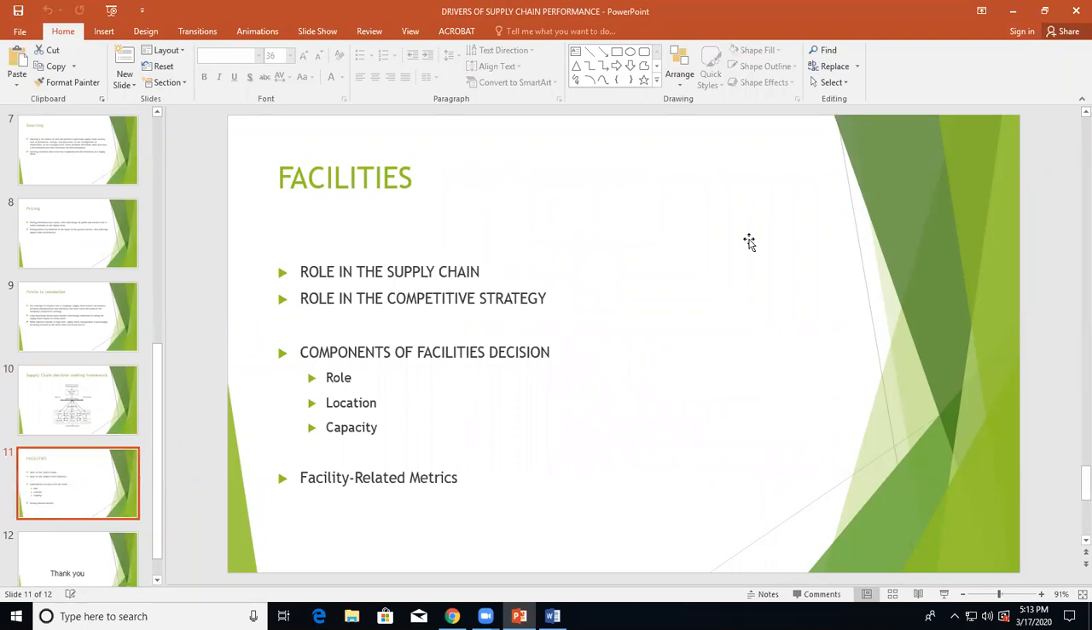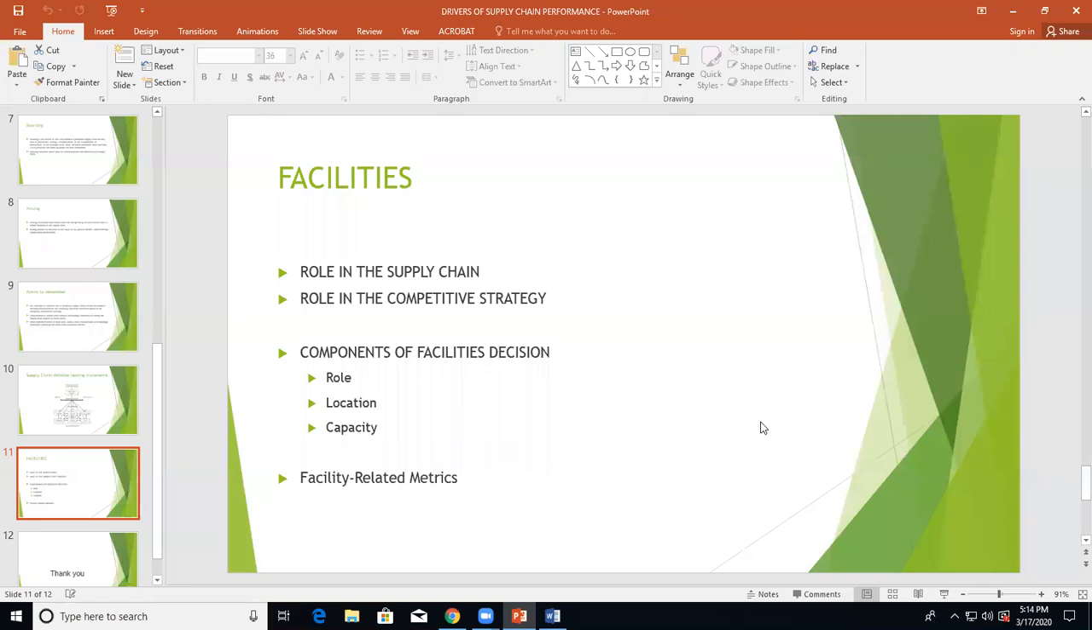Okay, the last topic which we will be covering, we have to end this session. This is the last topic which we are covering, that is facilities. See, facilities, here we are defining the facilities in detail. I already talked to you before. Role in the supply chain: what is the role of the facility in the supply chain? What is the role of the facility in the competitive strategy?